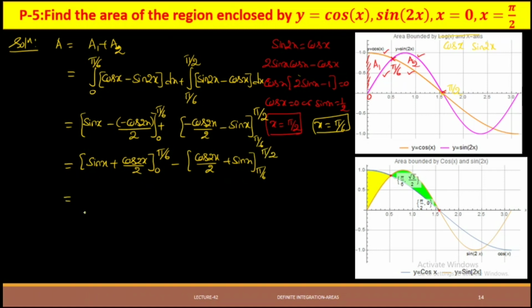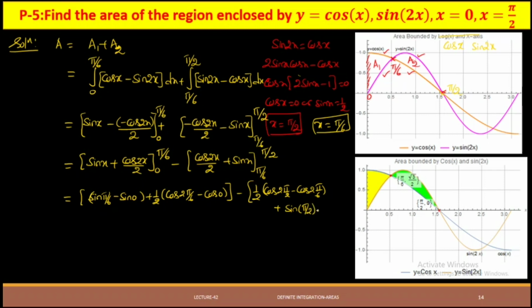Now let me compute the limits. So it is sin pi by 6 minus sin 0, plus 1 by 2 into cos 2 pi by 6 minus cos 0, minus half into cos 2 pi by 2 minus cos 2 pi by 6, plus sin pi by 2 minus sin pi by 6.